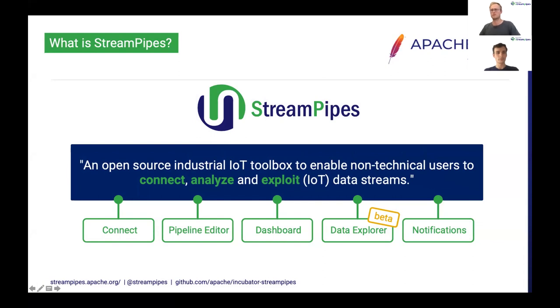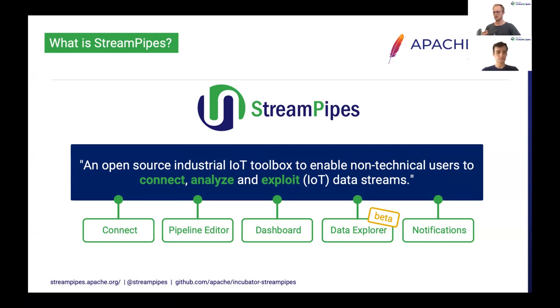So what is StreamPipes? In case you're not familiar, StreamPipes is an open source industrial IoT toolbox, which enables non-technical users to connect, analyze, and exploit data streams. So StreamPipes targets non-technical users, who don't necessarily have coding experience, to connect to certain data sources and then analyze them and exploit the information that they get from the data streams.